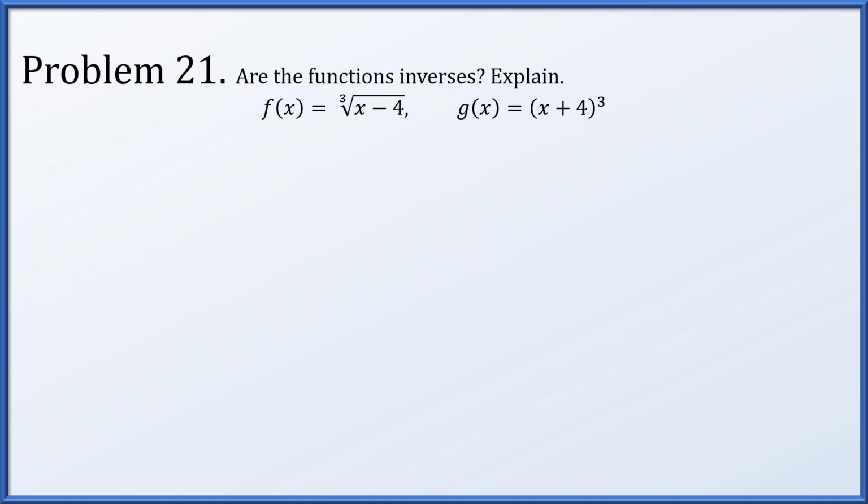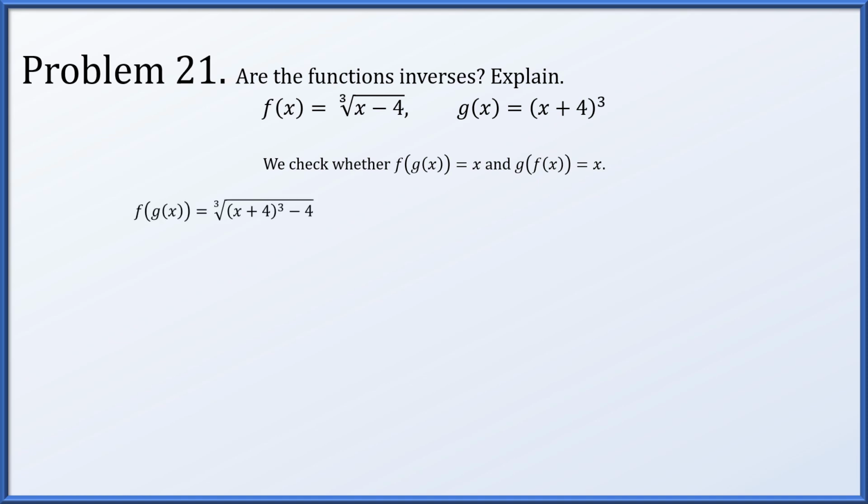In problem 21, are these two functions inverses or are they not? f of x is the cube root of x minus 4. g of x is x plus 4 cubed. Well, we've got a minus 4 on one side, a plus 4 on the other, a cube root on one, a cubing on the other. It's plausible at least. But what we should do is check, is f of g of x always equal to x, and is g of f of x also always equal to x?